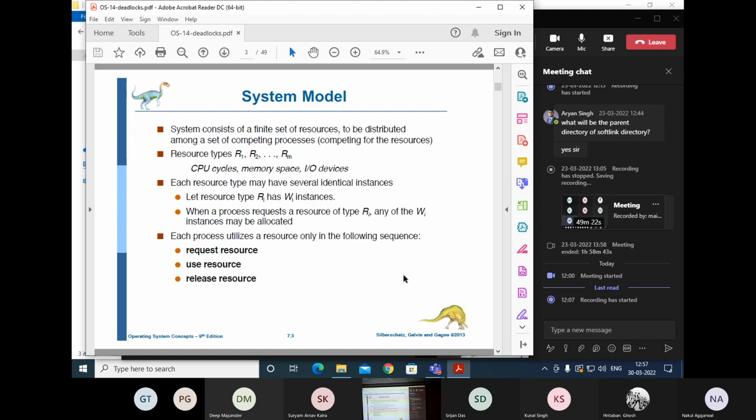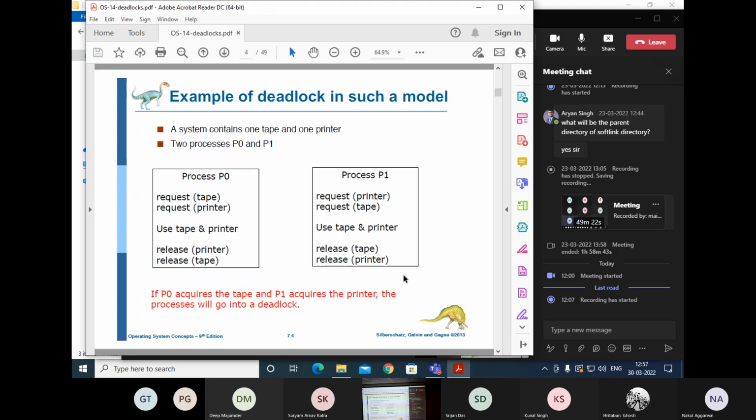Semaphores. Exactly. Like semaphores or locks, mutex locks. Those actually are resources also, as we will soon see. Essentially we assume that every process will request a resource, then use it, and then release it. So given this kind of system model, how can a deadlock happen?